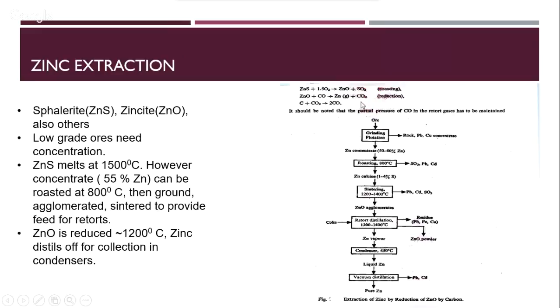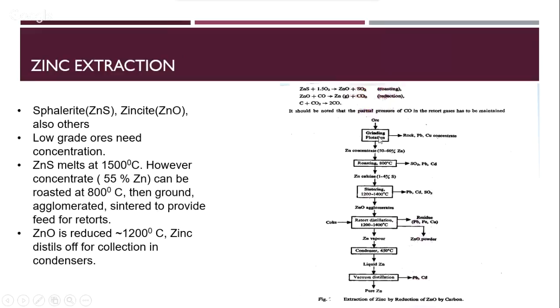So how does all this happen? The three most important reactions are: ZnS with oxygen gives zinc oxide and SO2. Similarly, zinc oxide with carbon monoxide gives zinc, which is where zinc oxide is converted to zinc metal, and carbon with carbon dioxide gives CO.